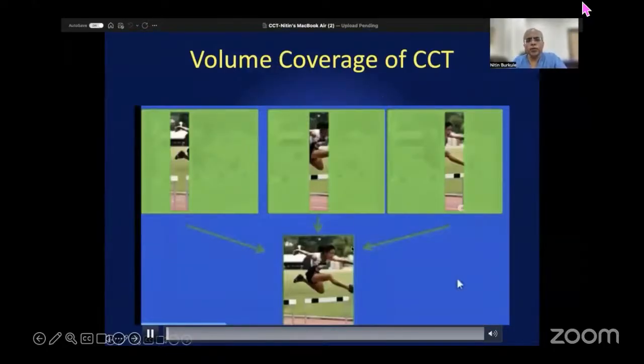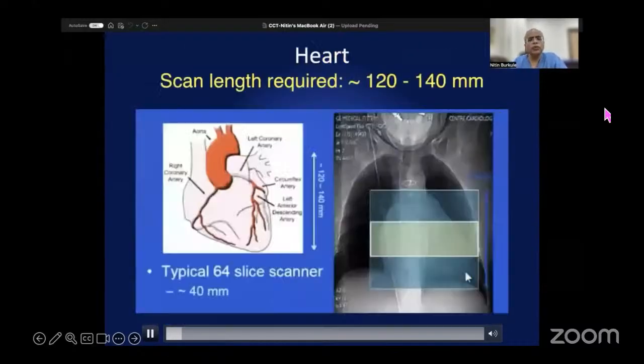So now let us consider the volume coverage by cardiac CT. You have to capture the entire heart from base to apex, but that entire picture is not a snapshot from one gantry rotation. It takes a sliver of the heart volume, then the next sliver, and then the next, and then it generates the entire cardiac volume. So volume coverage is another challenge of cardiac CT imaging. How does it do that?